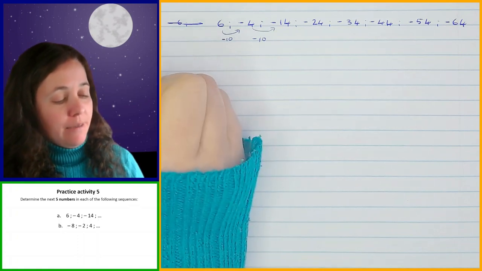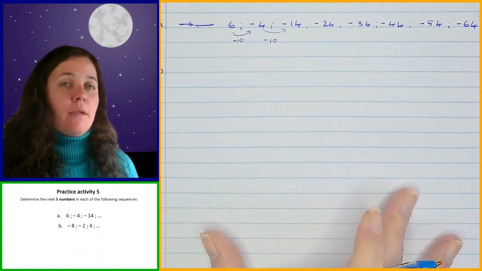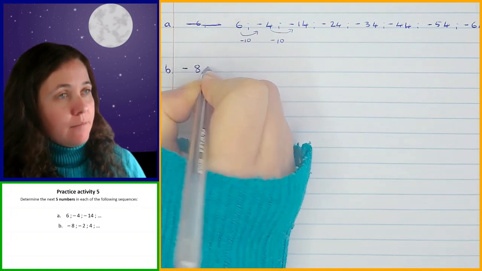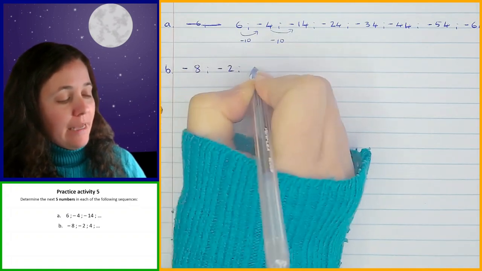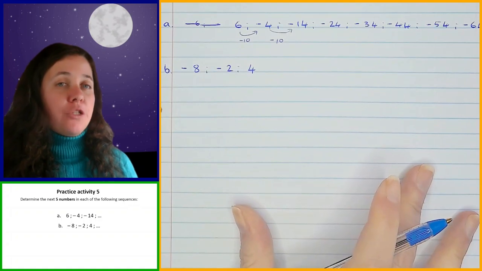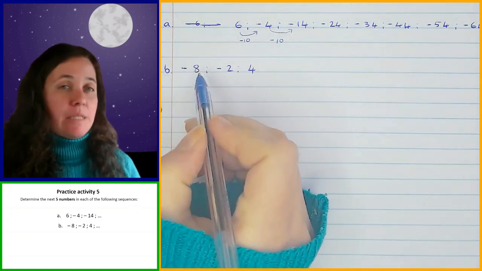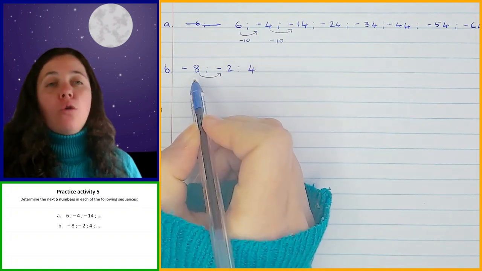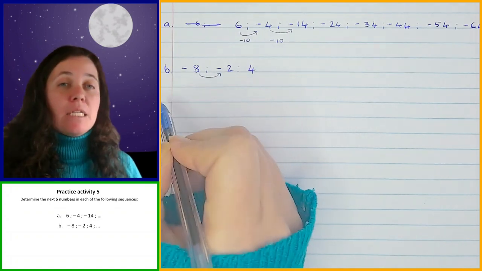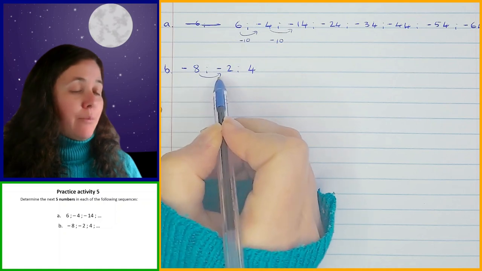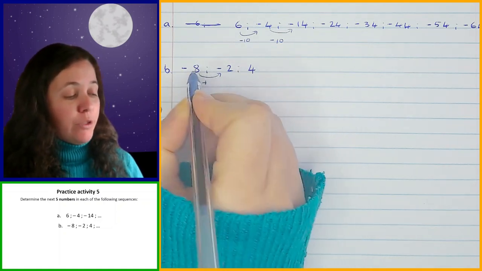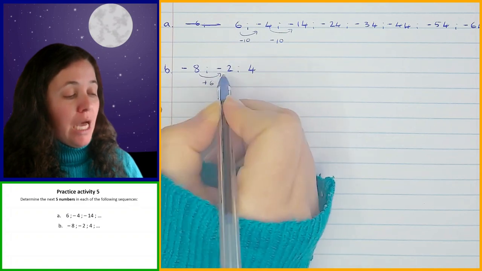Then question B, you had negative 8, negative 2, and 4. So first we have to identify what is happening in this pattern. So to go from negative 8 to negative 2, we are already on a negative number and we are 8 below 0, and then we end up only 2 below 0. So we've actually gone up, and the difference between 8 and 2 is 6. We've gone up by 6.